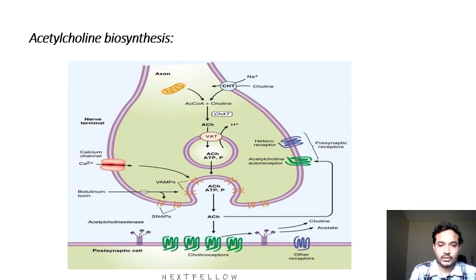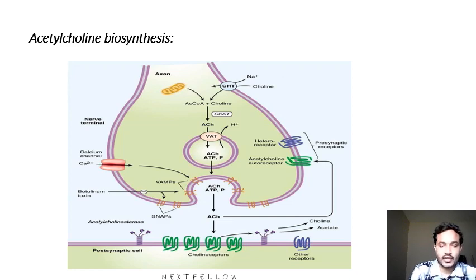After acetylcholine is taken up, when the nerve gets depolarized, calcium ions enter the neuron. Once they enter, they cause release of acetylcholine into the synapse. Once acetylcholine is released into the synapse, it goes and binds to the cholinergic receptors, whether nicotinic receptor or muscarinic receptor.